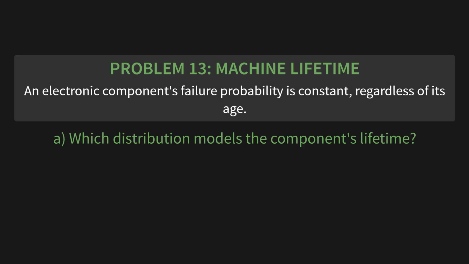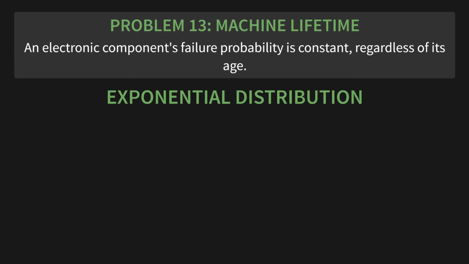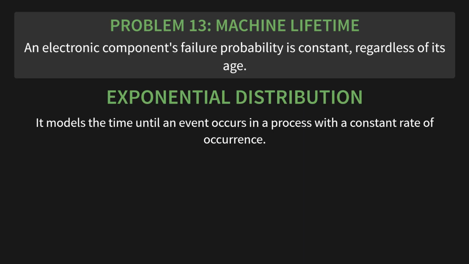Next up, problem 13, machine lifetime. An electronic component's failure probability is constant, no matter its age. Part A. Which distribution models the component's lifetime? The critical hint is right there. The component has no memory of how long it's been running. That key feature points directly to the exponential distribution. It's used to model the time until an event occurs in a process where the event rate is constant.